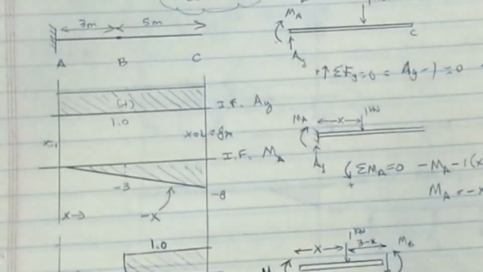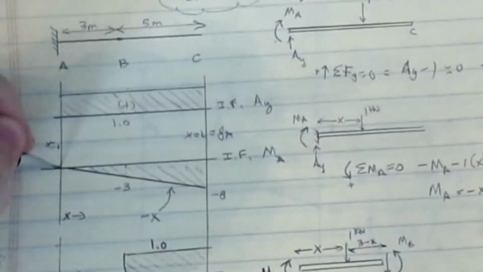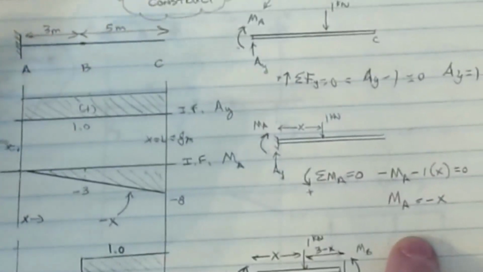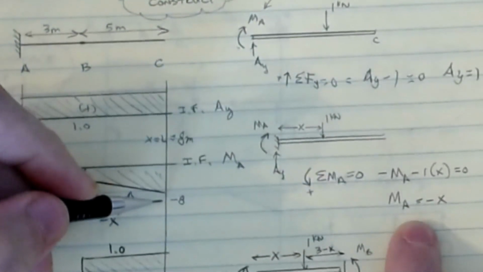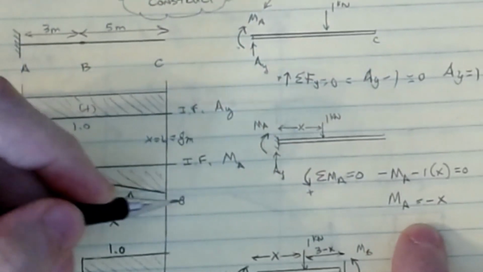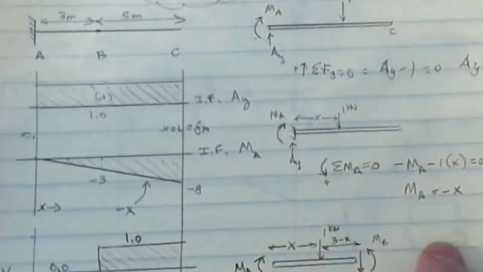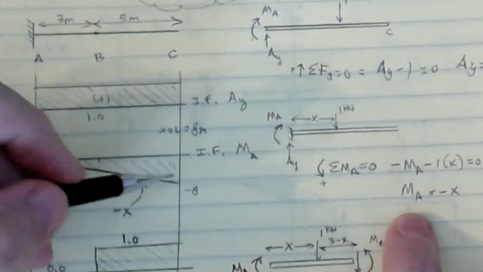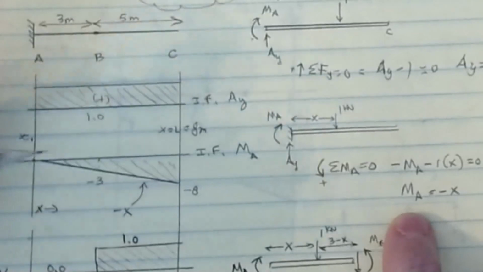At X equals 0, that was this one, and this was X equal to L, which we said was 8 meters, was that line. At X equals 0, that equation tells me that the moment was 0. So we put a 0 point here. And then at X equals 8, it's now at a minus 8. So the way that we get the worst moment for MA is we put the point load clear out on the cantilever. That gets us the biggest load.